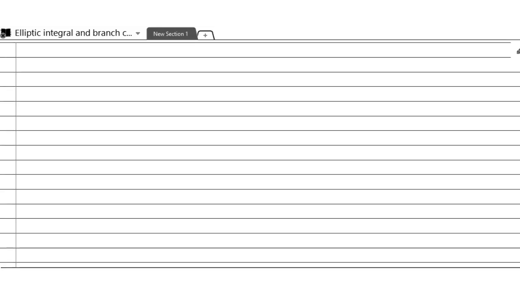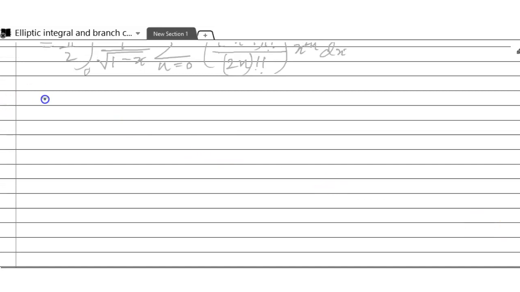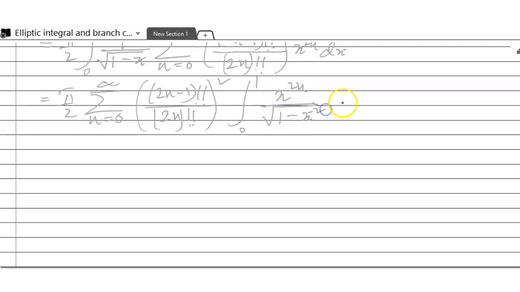Again, you can write this way: pi by 2 summation n equals 0 to infinity, ((2n minus 1) double factorial divided by (2n) double factorial) whole square, and integral 0 to 1 x to the power 2n divided by root over 1 minus x square dx.